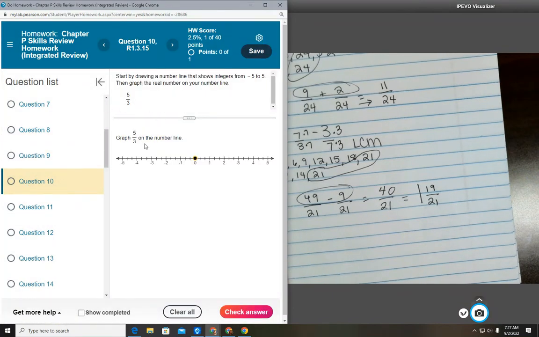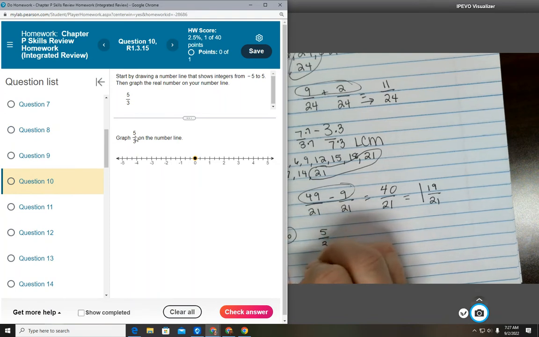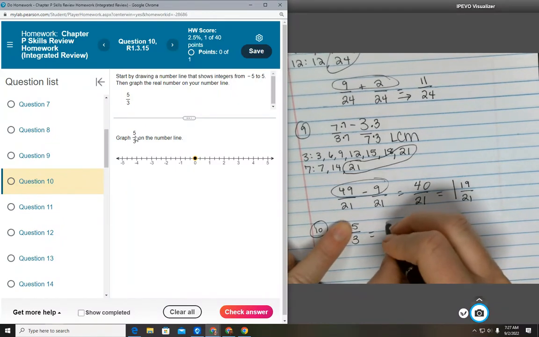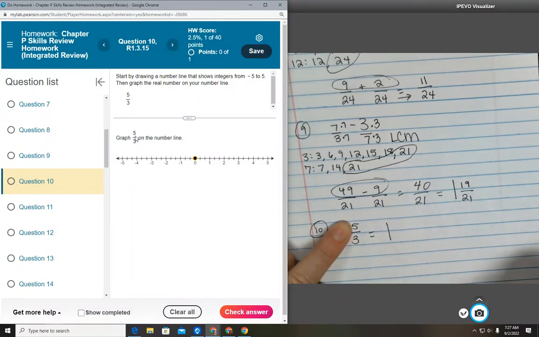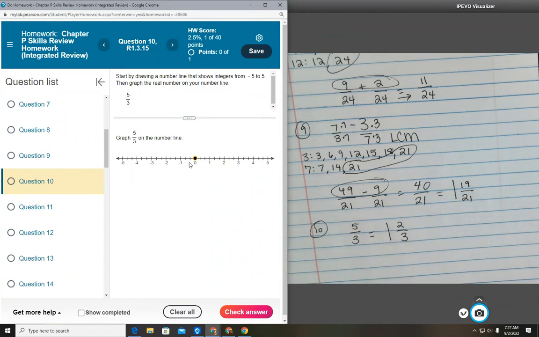All right, graph 5/3 on a number line. So 5/3, what I would do is convert it to a mixed number. So how many times will 3 go into 5? One time. With how many remaining? 2/3. So this is cut into thirds. See, 1, 2, 3. So it's 1 and 2/3.